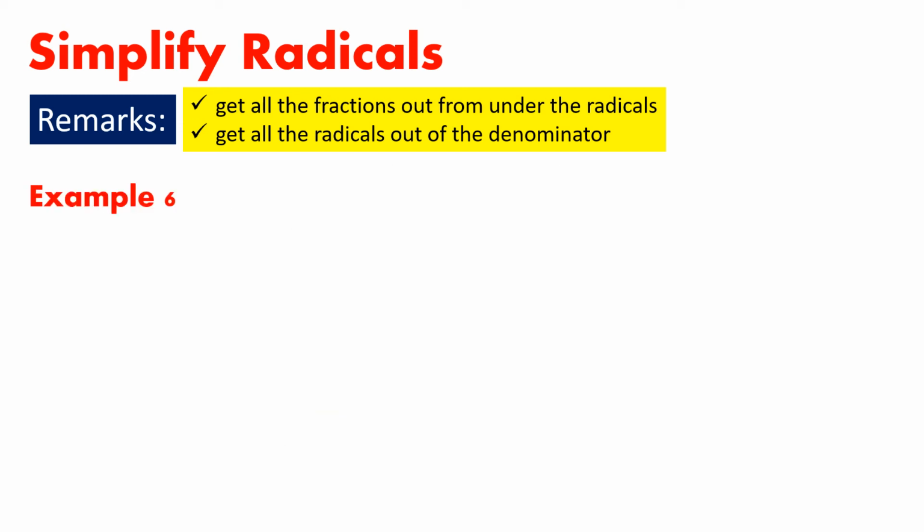In example 6, we have this expression. Note that we could write the denominator as a squared times a. Moreover, we can write the expression as 6a all over a square root of a. The a in the numerator and denominator gets cancelled out, so the original expression can be written as 6 all over square root of a.